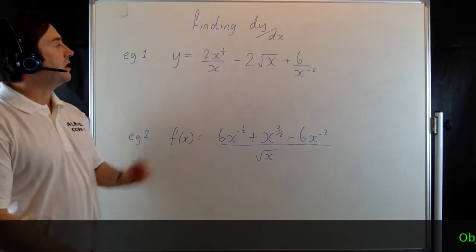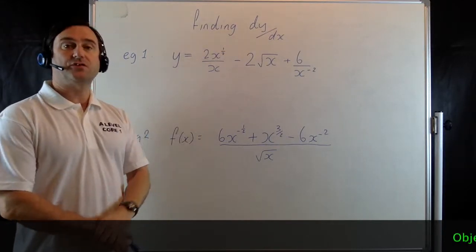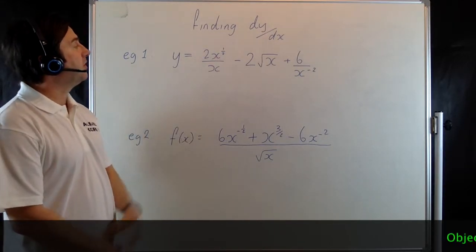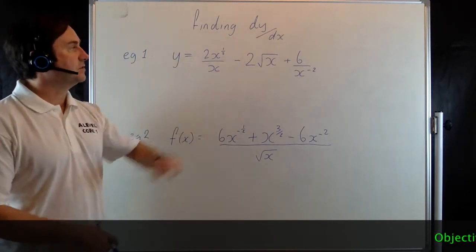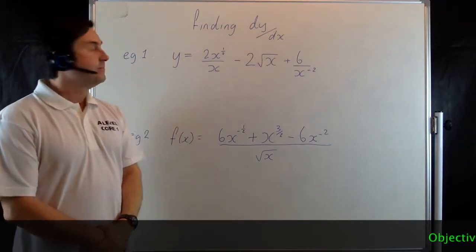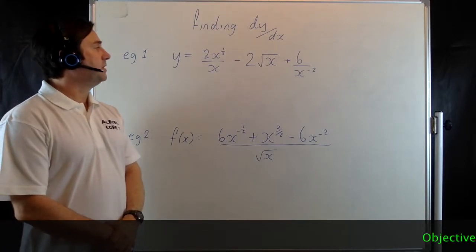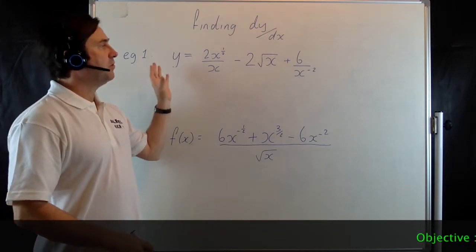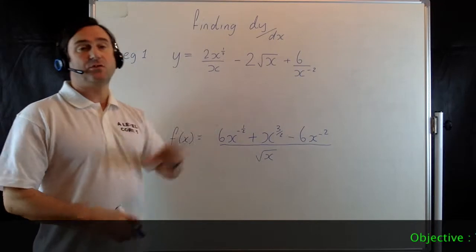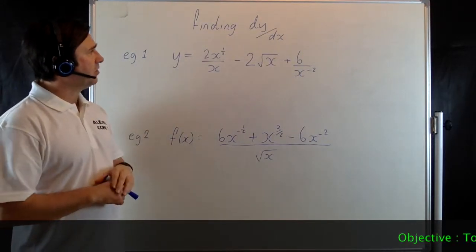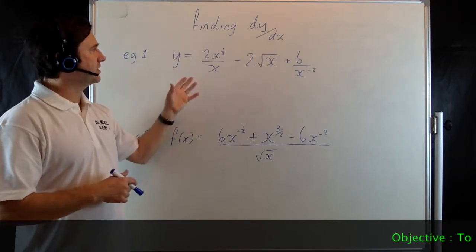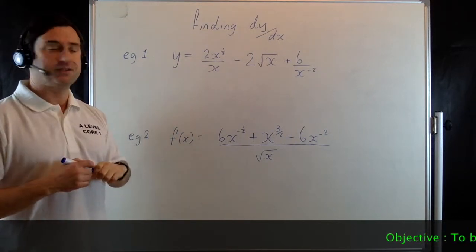This is slightly more tricky than the first tutorial on differentiation because we've got a lot of tricky terms here: fractional terms, negative terms, terms that are in their roots. Now in order to do these, we need to put it into an easier format to actually differentiate. So I'm going to start off and use a number of index laws to simplify this.